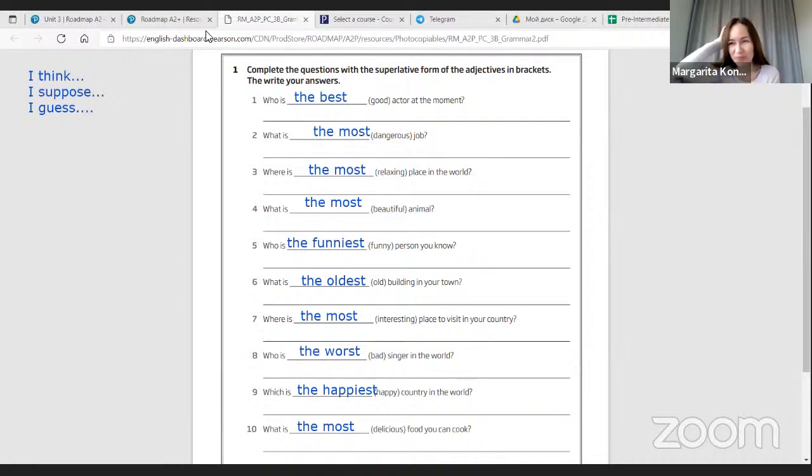What do you think? I think the best actor at the moment is Brad Pitt, maybe because I love a film with him. And he is so interesting an actor, and his roles are very experienced. Yes, experienced. Okay, that's good.